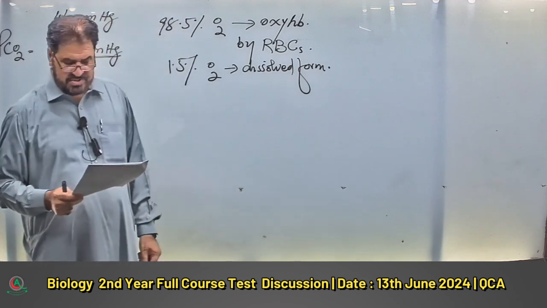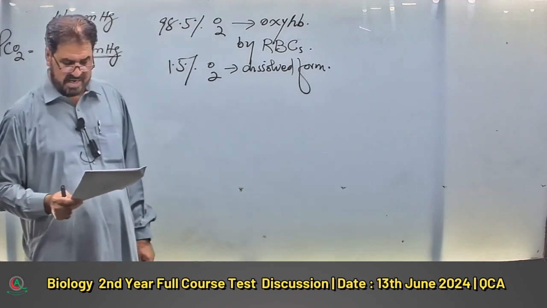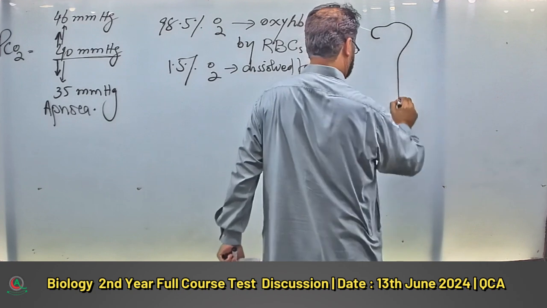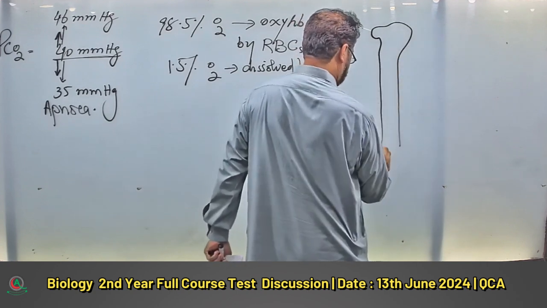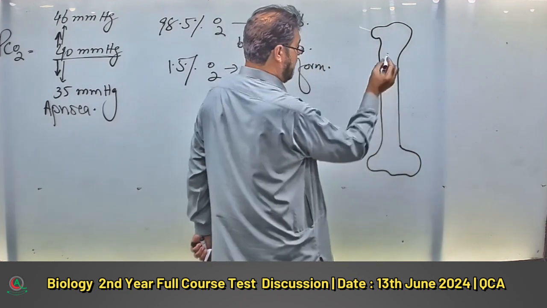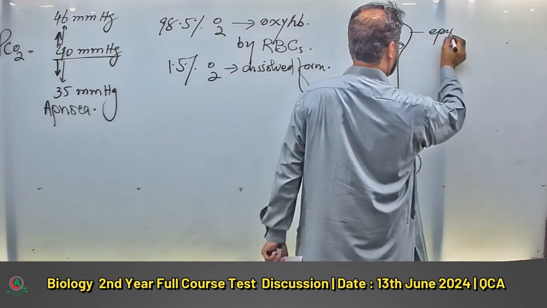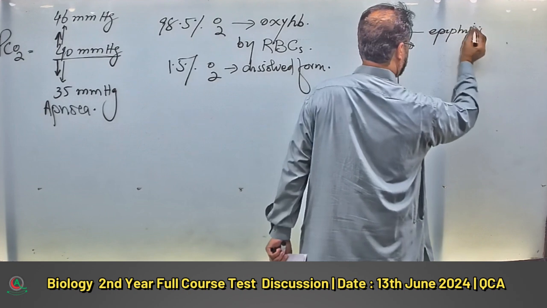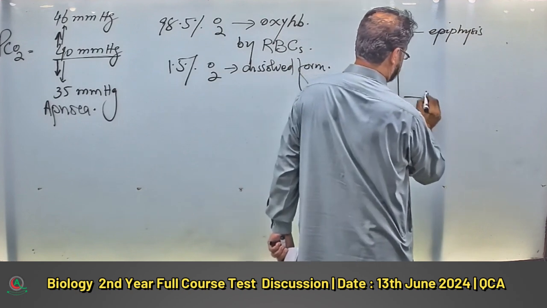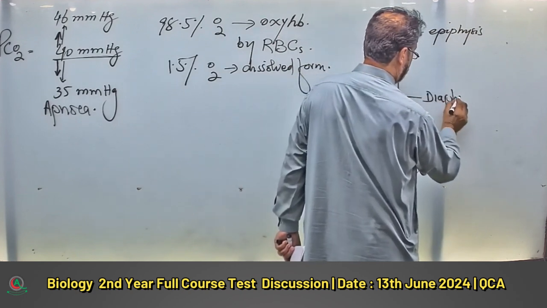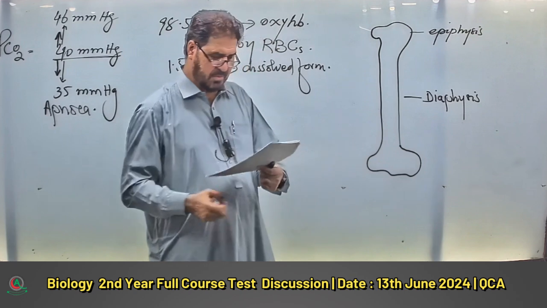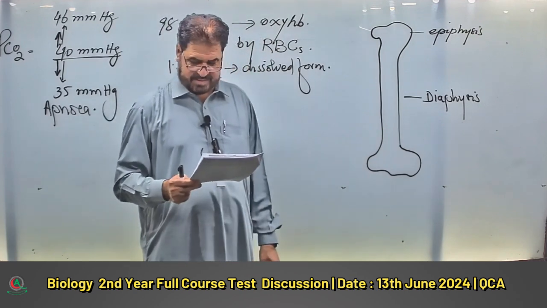The head of a long bone is called what? Epiphysis. Long bone. This is a long bone. So both the heads of long bone are called epiphysis. The main body is called diaphysis, or shaft. So option A is correct.